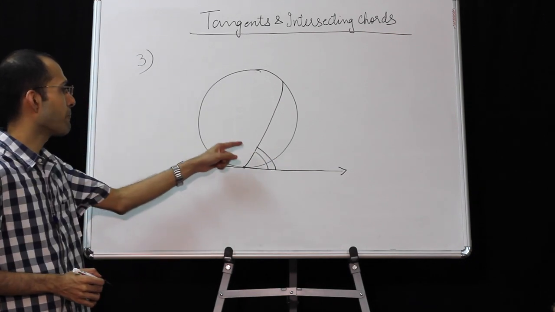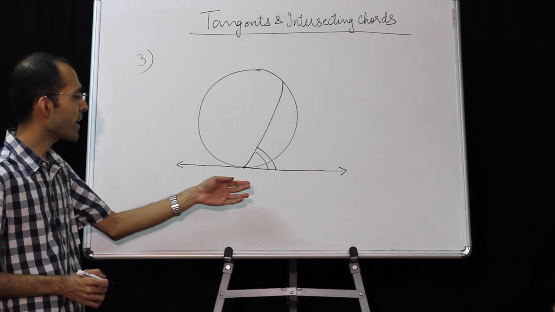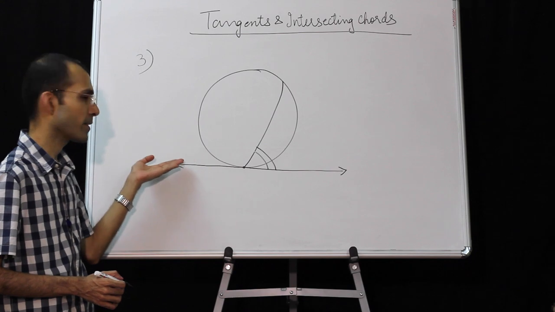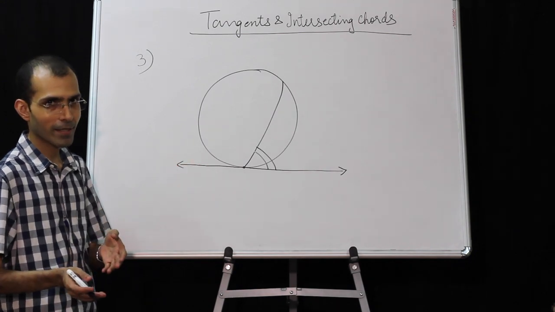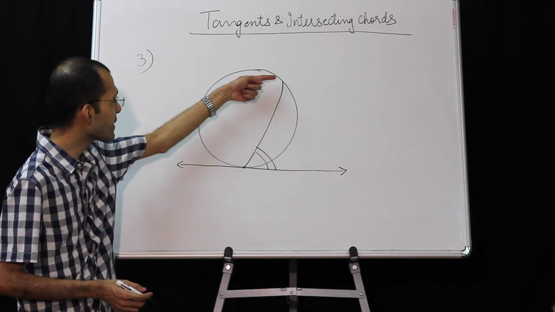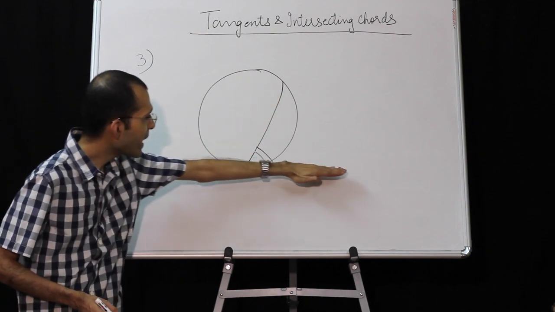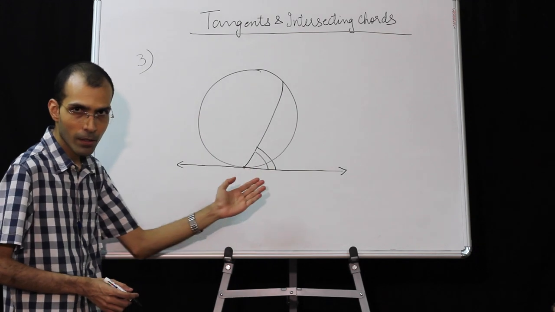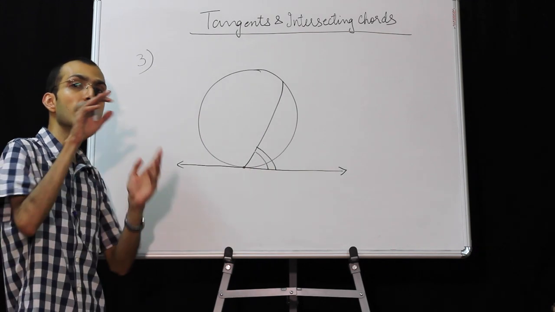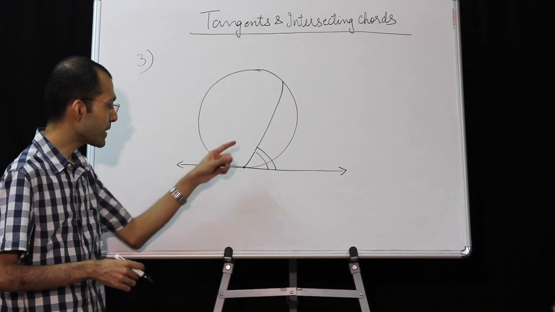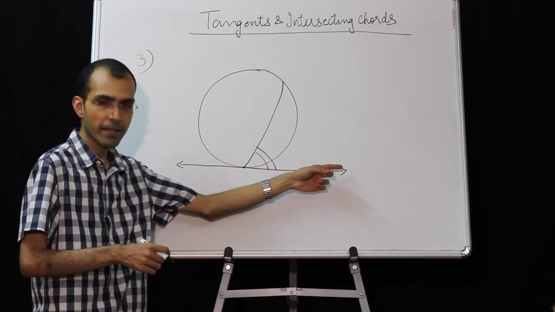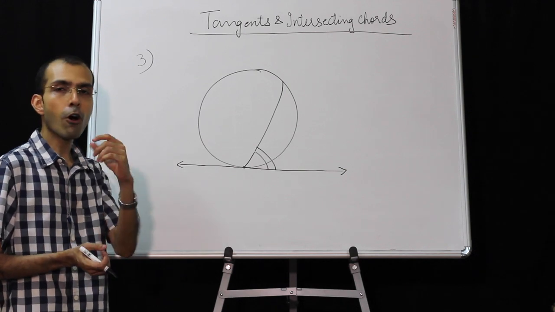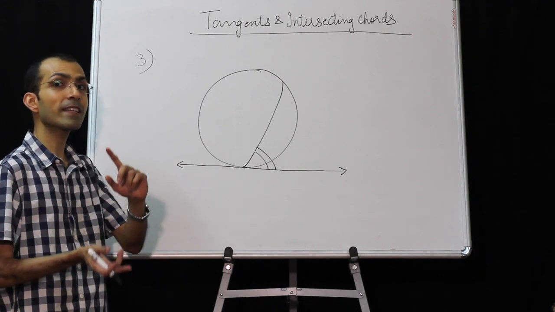Now this angle which I have marked is known as the angle between the chord and the tangent, of course at the point of contact. Now this angle will equal some other angle. This angle between the chord and the tangent will equal some other angle formed by the chord on the other side.